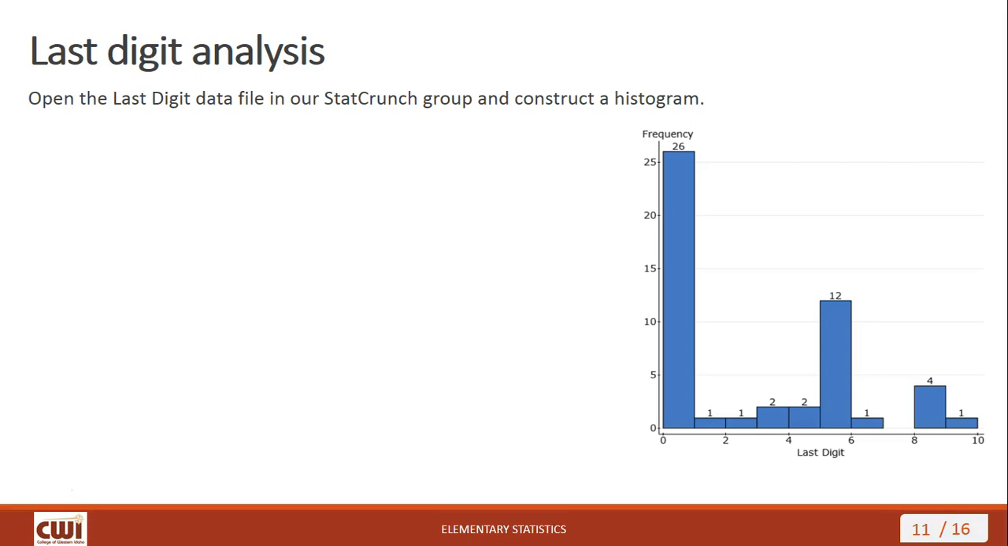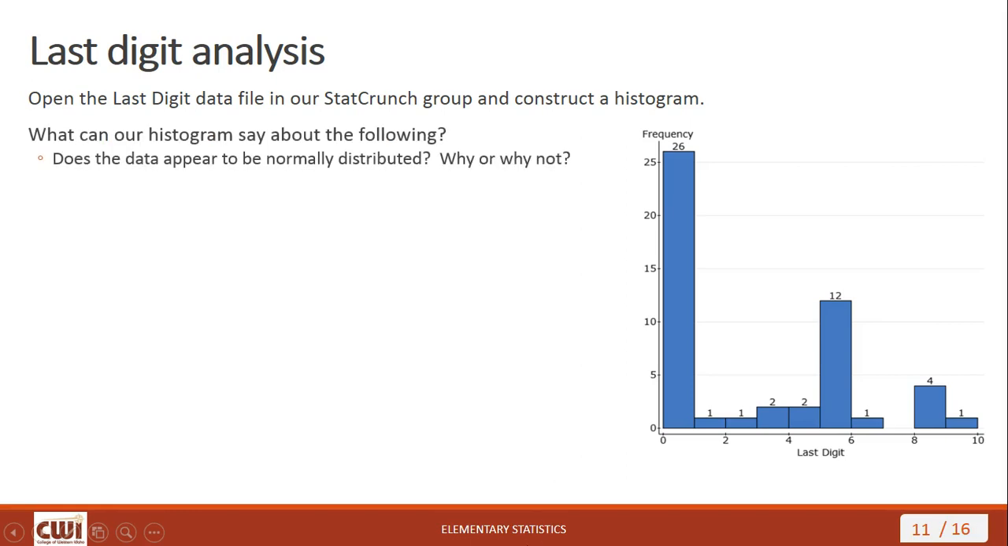Notice we've got a ton of zeros and quite a few fives and a spattering of the rest of the numbers in the digit set, except we don't have any sevens, so we're missing that. But wow, look at all those zeros that we've got. It's pretty high. So what can our histogram say about the following? First, does the data appear to be normally distributed? And why or why not? I'll give you a moment to compose your response.